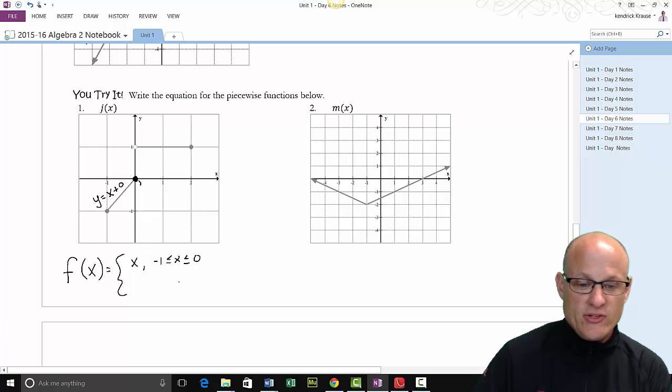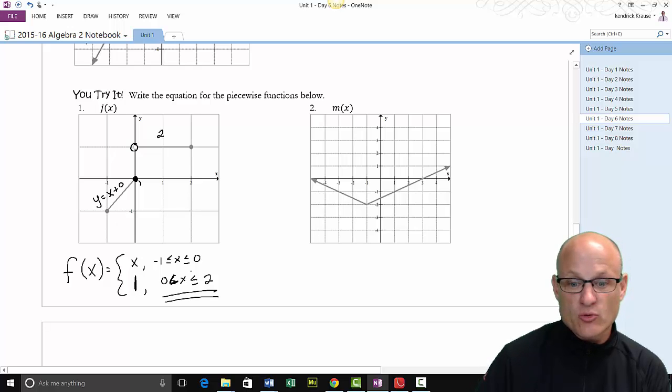Now, at 0, so from 0, x less than or equal to 2. So notice it's an open circle. This is piece 2. That's just a horizontal line, and that horizontal line is 1. So no matter from 0 to 2, we're just going to plot the horizontal line f of x equals 1.